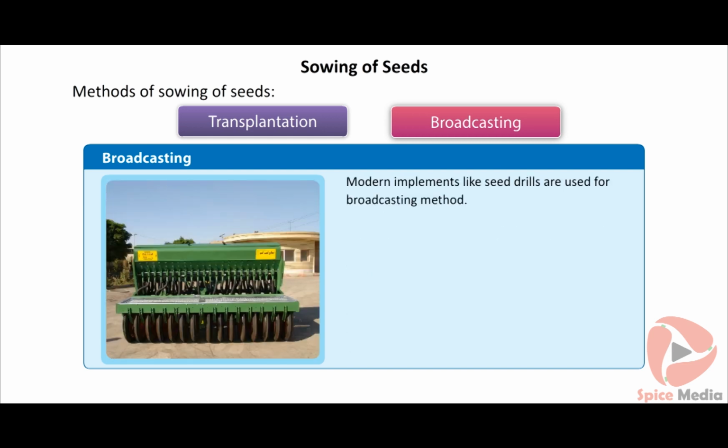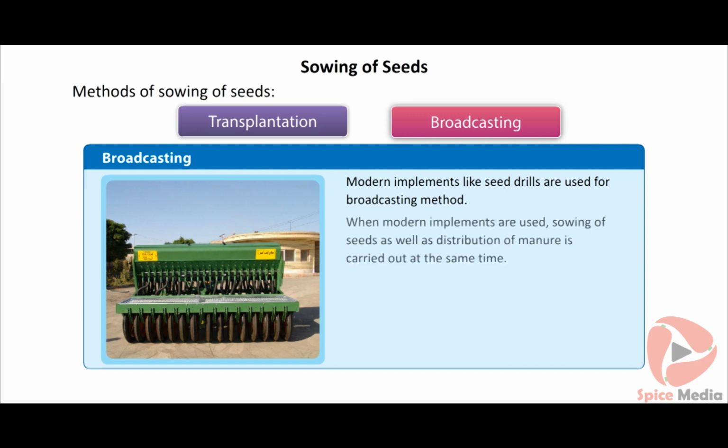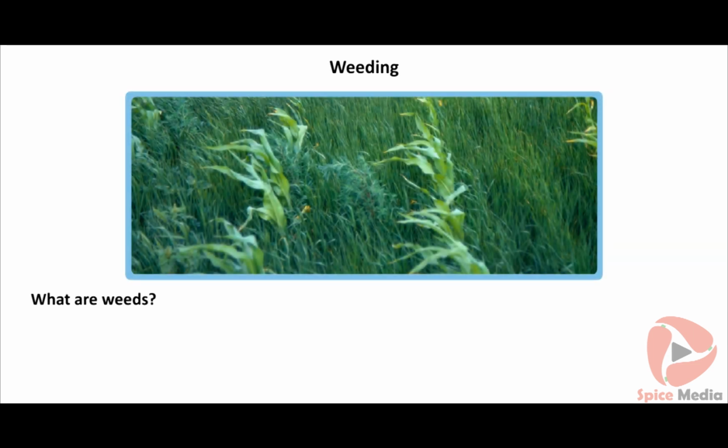Modern implements like seed drills are used for the broadcasting method. When modern implements are used, sowing of seeds as well as distribution of manure is carried out at the same time. Weeding. What are weeds?